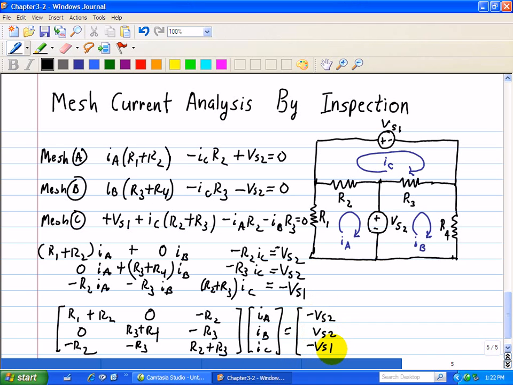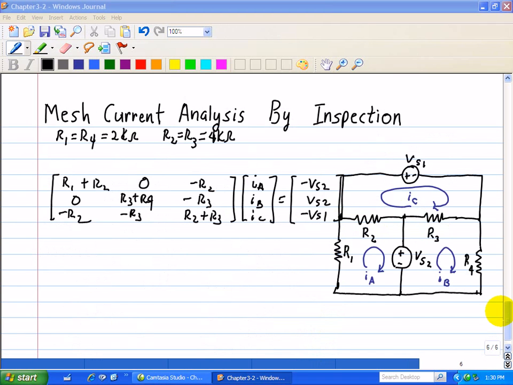Okay, so here when VS2 is in the same direction of IA, then it's a minus VS2. Here VS2 and IB are in opposite directions, so we have a positive VS2. We have IC in the same direction with our polarities of VS1, so that's a minus VS1. So just think of the voltage source. If they're in the same direction, it's a minus VS1, minus VS2 since they're supplying voltage, and if they're opposite, then it's a positive VS2. In this case, it would be for mesh current IB.